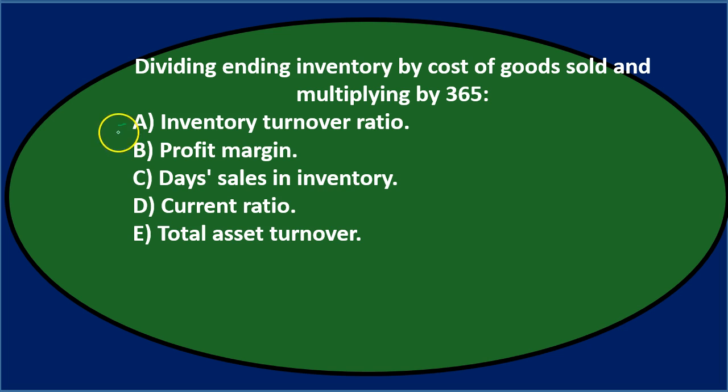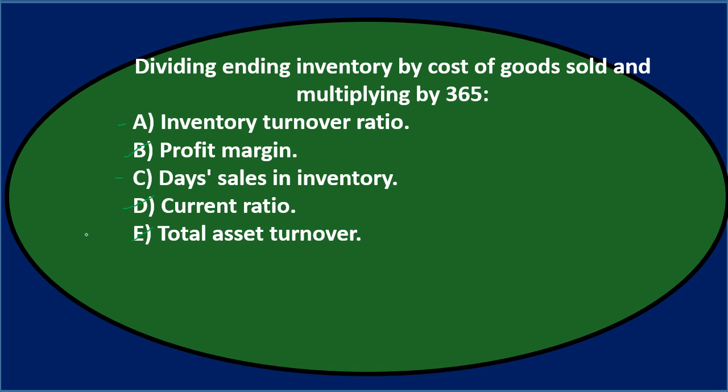B says profit margin, which doesn't necessarily have anything to do with inventory. It's got cost of goods sold in it, but it doesn't seem like the one. C says days sales in inventory. That's got our days in it, and it's got inventory. That seems reasonable. D says current ratio, which should be the most familiar ratio to most people, and it's got total current assets and liabilities. Doesn't seem right. And then E says total asset turnover, which sounds familiar, but it's too broad to be thinking about just inventory, so that doesn't seem right. So I'm going to keep it with A and C.